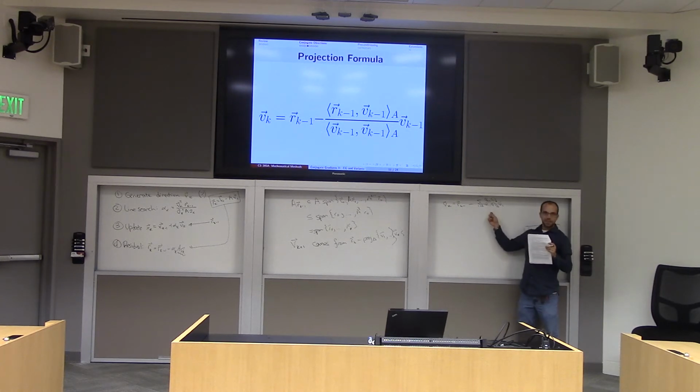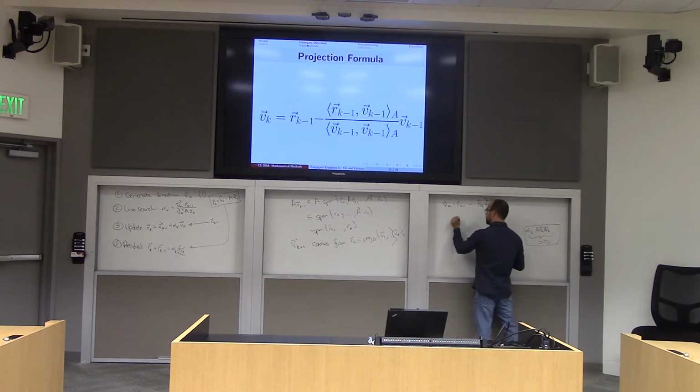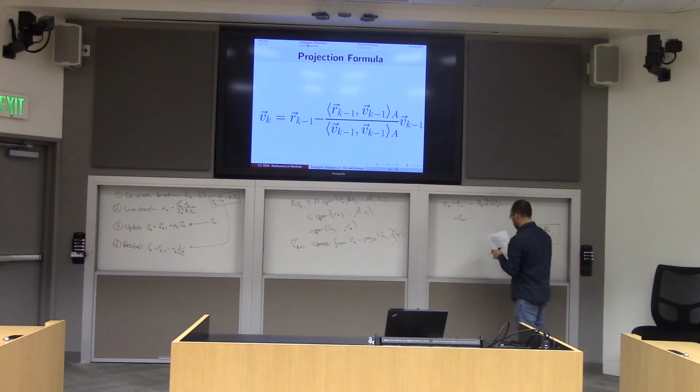But what did we just almost prove? We just almost proved that every term in the sum except the last one is 0 already. So in particular, we get this amazing, exciting, super cool formula which says that this is simply equal to RK minus 1, VK minus 1, the A inner product, divided by, I don't like writing all this stuff down. Okay.